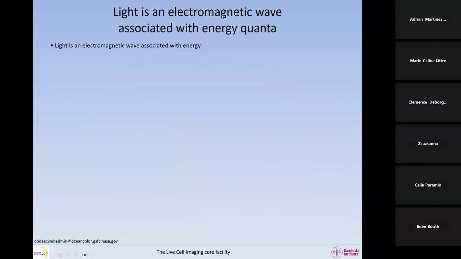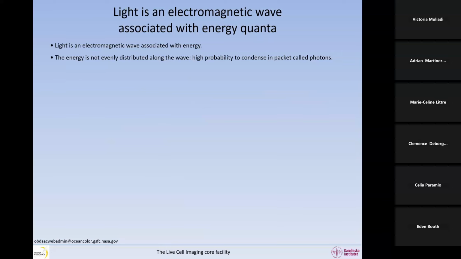So light is an electromagnetic wave, that's what we saw, but it's also associated with energy quanta. This energy is not evenly distributed along the wave. We have a high probability of finding a condensed packet of energy, and these are called photons.